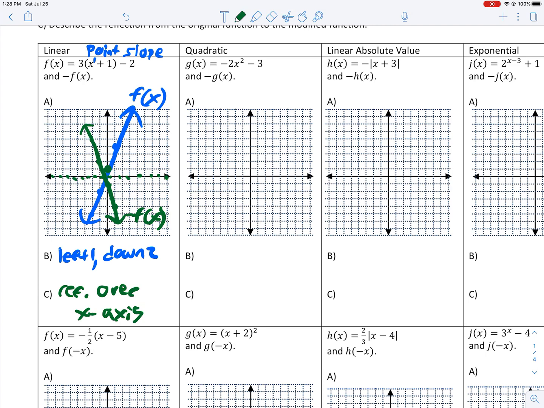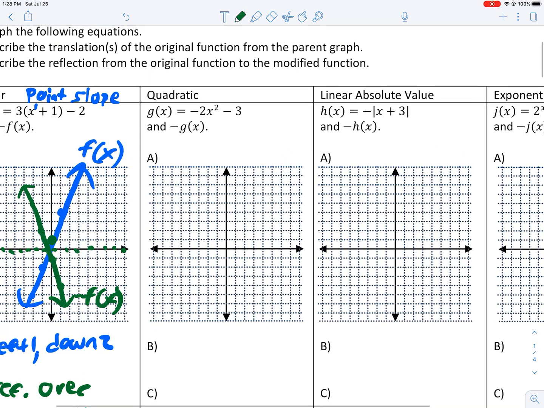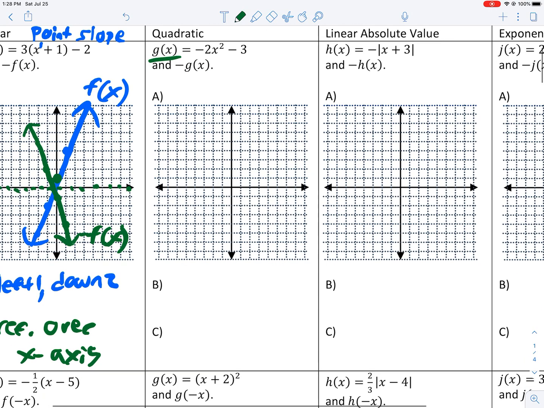So again, reflecting, if you're above the line, now you're below it. If you're below it, now you're above it. It's all the same equal distance above and below when you reflect over the line. Alright, so now we have the quadratic. So again, g of x. So negative 2x squared minus 3.